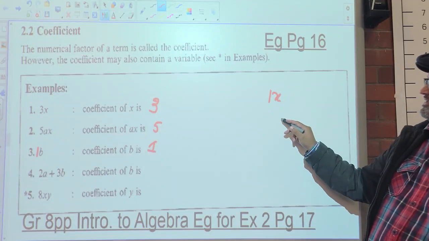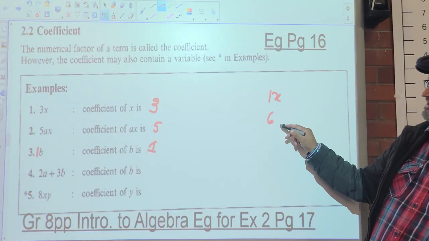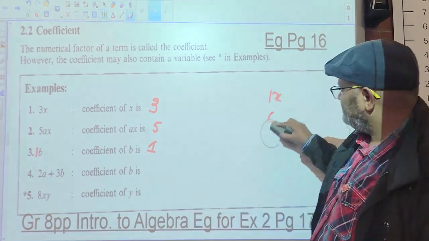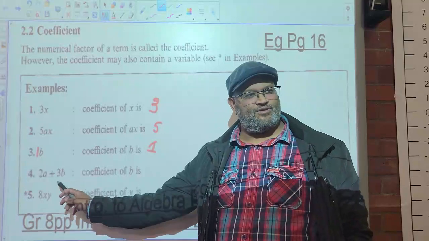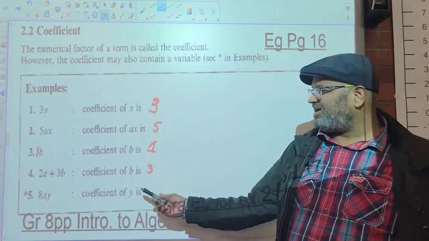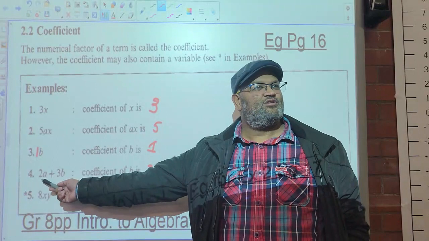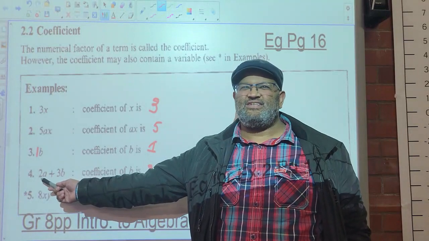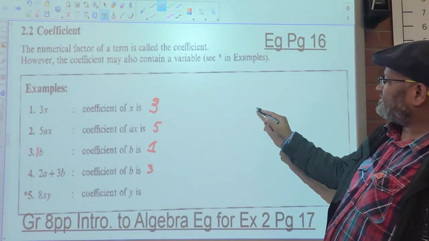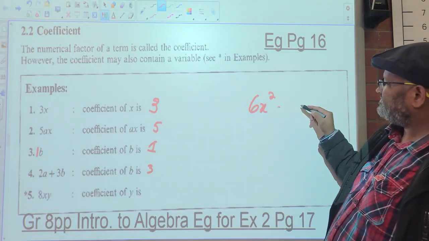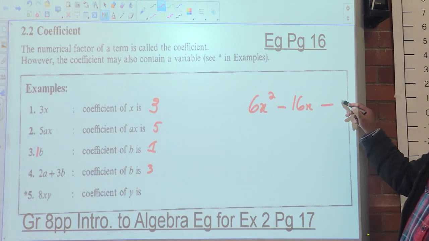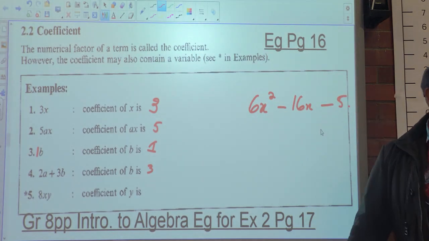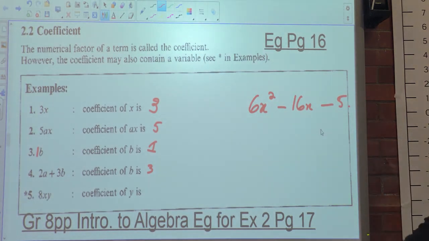What if you're looking at 6? Okay, it's coming up. What is the coefficient of b? 3. What is the coefficient of a? 2. You guys understand? Yes, sir. So, what is the coefficient of x squared? 6. What's the coefficient of x? 16.